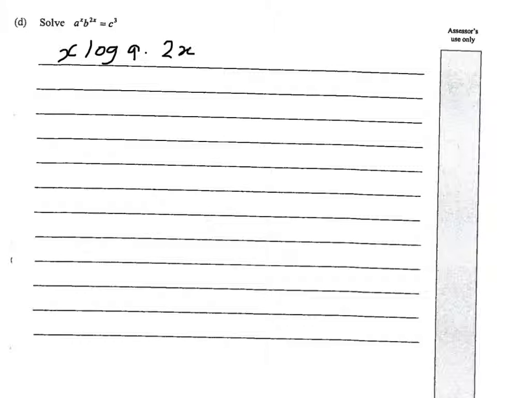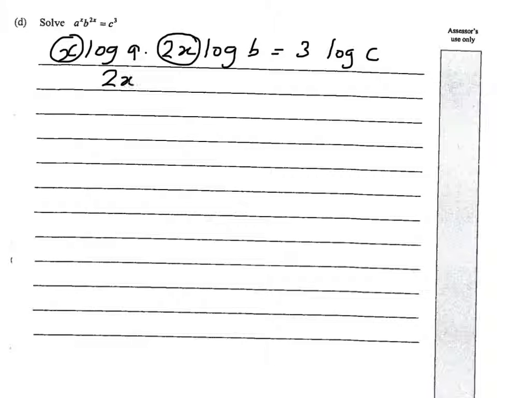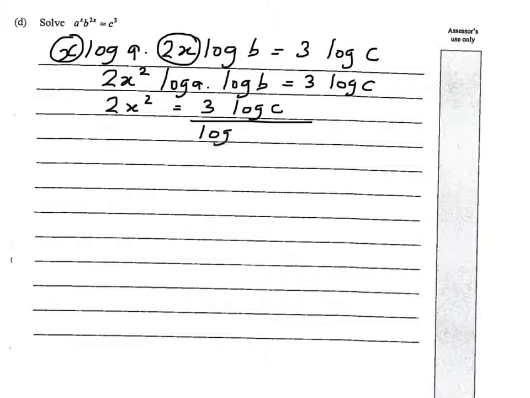times 2x log b equals, I have to take the log of both sides, so that would be 3 log c. So I've got a 2x and an x, so I would have 2x squared log a log b equals 3 log c. I'm trying to solve it, so to find x, I could then say 2x squared equals 3 log c divided by log a times log b, and then I can take this 2 down the bottom there, and if I really want to find x, I would have to find the square root of all of that.